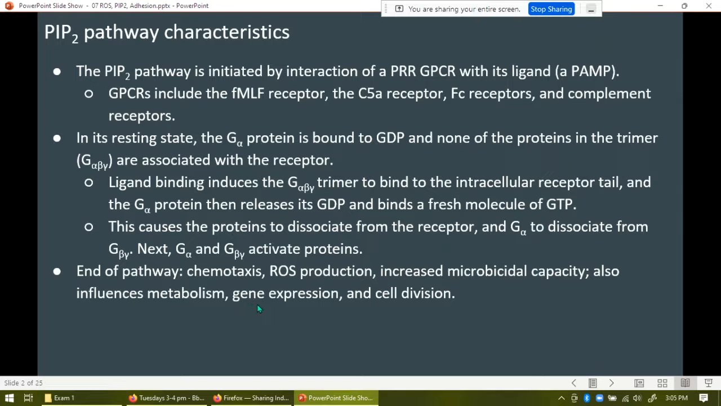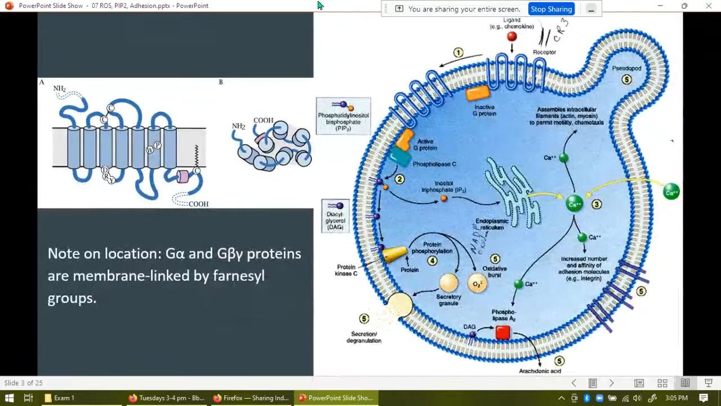It influences gene expression. So cytokine genes can be made. Genes that encode ribosomes can be made. And cell division will also occur a lot of the time, because that macrophage that recognized that pathogen is probably going to need reinforcements. So why not replicate?